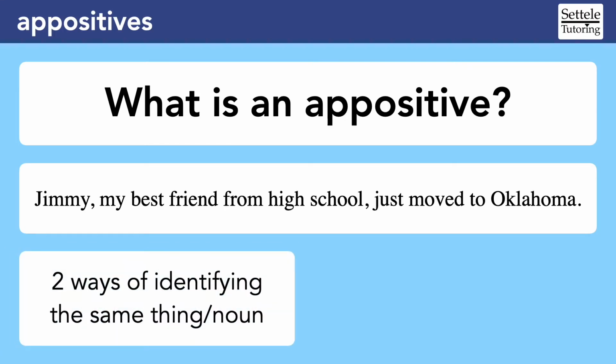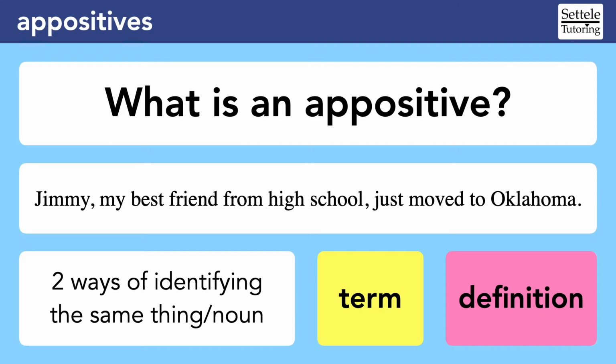Appositives allow us to include two ways of identifying or describing the same thing, usually a person. To help us keep this rule simple and focused on the SAT, let's think of appositives like a dictionary. We have the specific term that we would be looking up in the dictionary, and then we have the more descriptive definition of that term. In this case, Jimmy is the term because he's the specific person we're talking about. The author defines Jimmy as my best friend from high school.